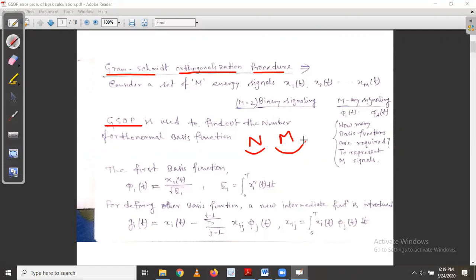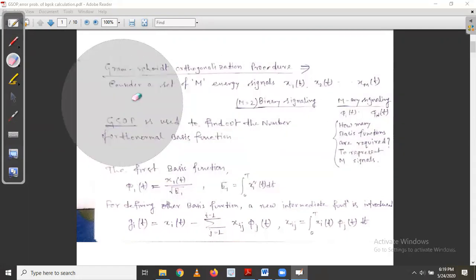Then it will be much more clear to you. So the theory is that GSOP is a procedure by which you can calculate how many basis functions are required to represent M number of message points, and what those basis functions are. So we will see the steps to get all these things.